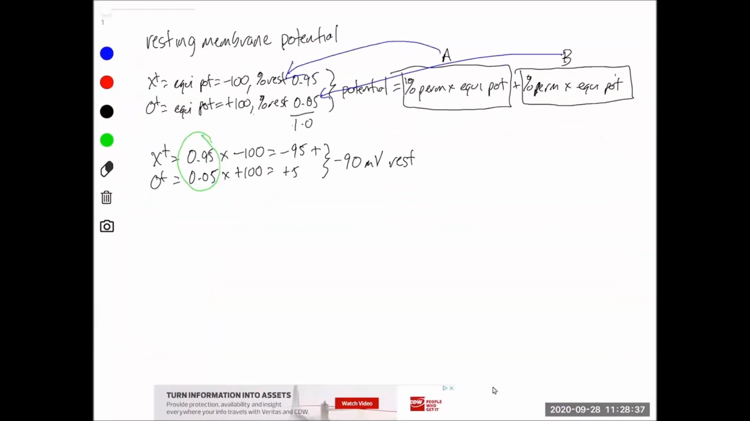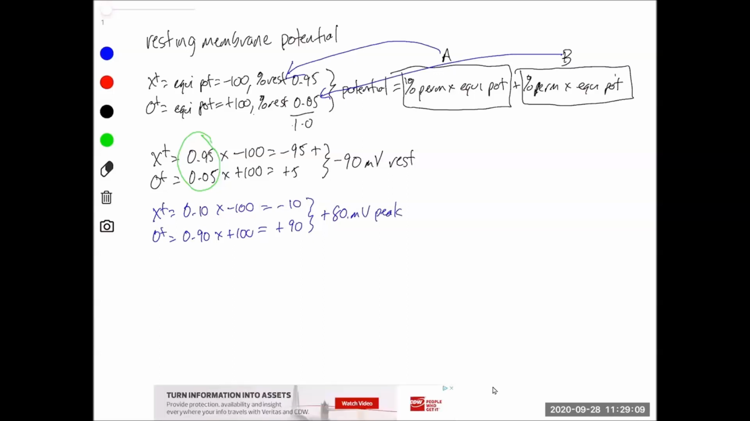So I'm going to do this one in blue. So X plus equals, and then from that table, if you remember, was 10%, so 0.10 times minus 100 equals minus 10. For O plus, that equals 0.90, so 90% times positive 100, and that equals positive 90. And together, that equals, I believe, positive 80 millivolts. And this is at peak.